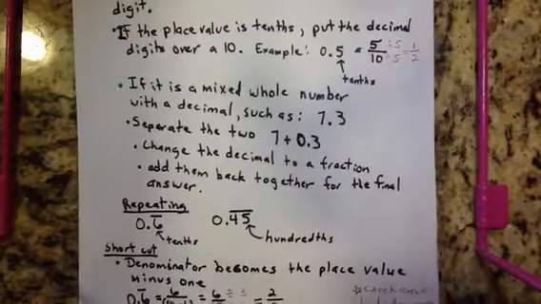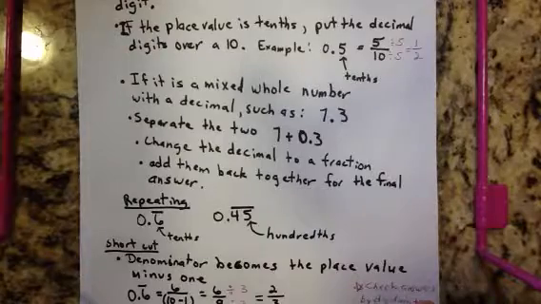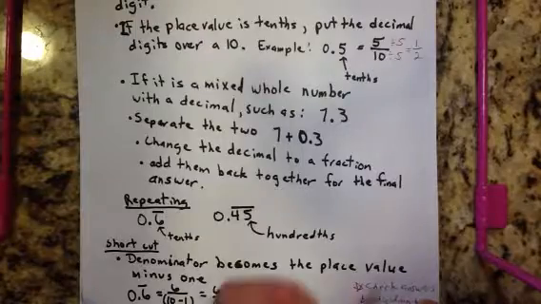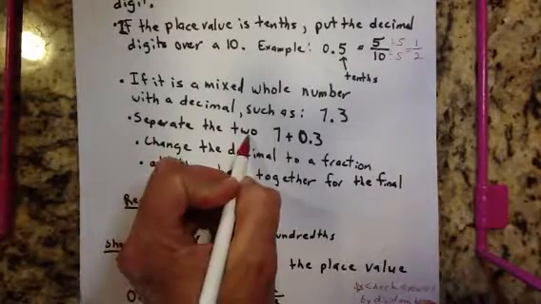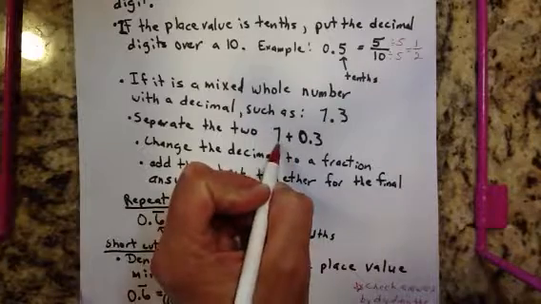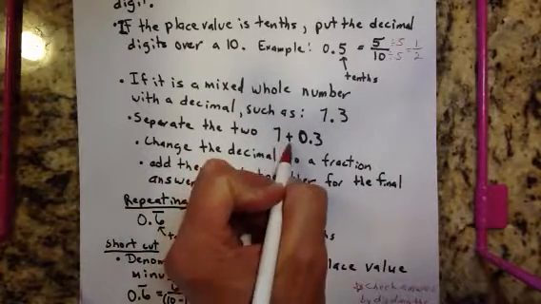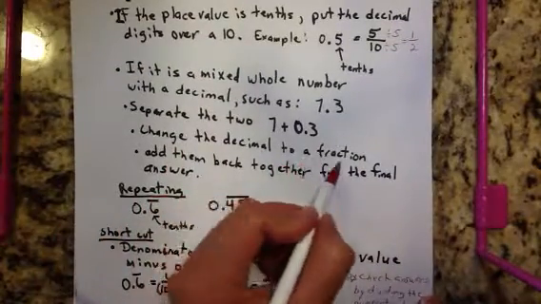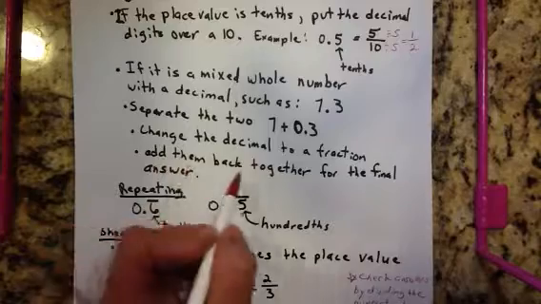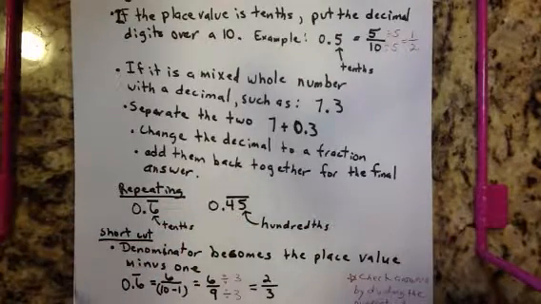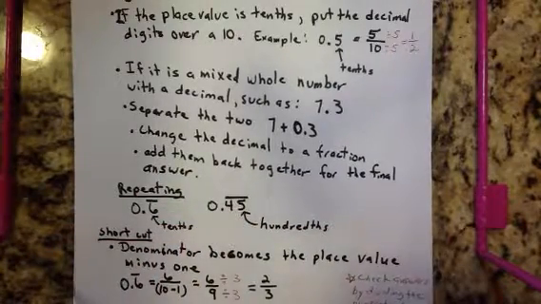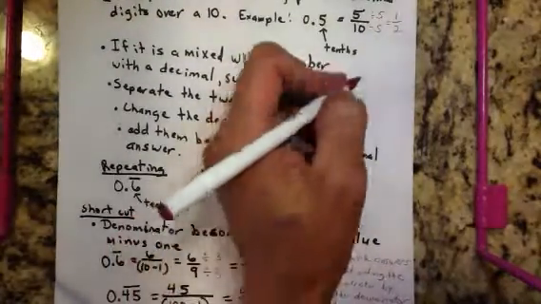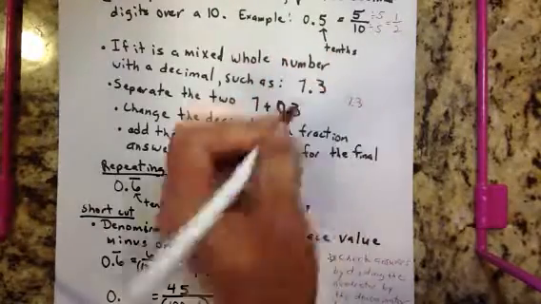If it is what's called a mixed whole number with a decimal, such as 7.3, it's whole number and decimal, we're going to separate the two. This is one way you can do it. And so you can say the whole number 7 plus 0.3. Then change the decimal to a fraction, and then add them back together for the final answer. So that's another way of handling something that's a little more complicated, like 7.3.